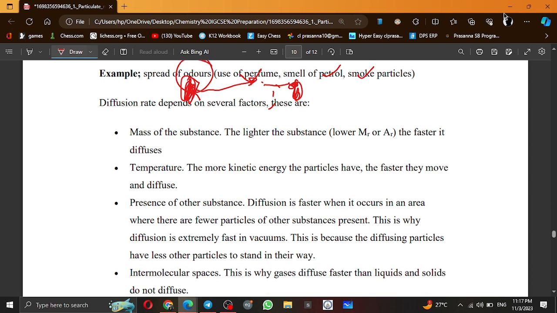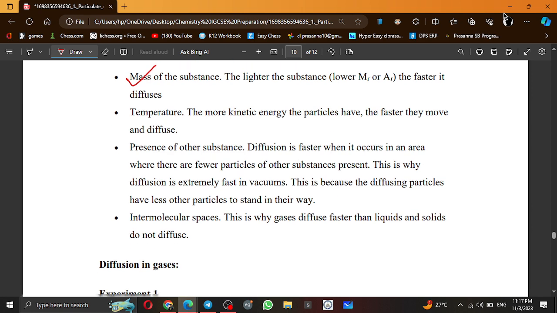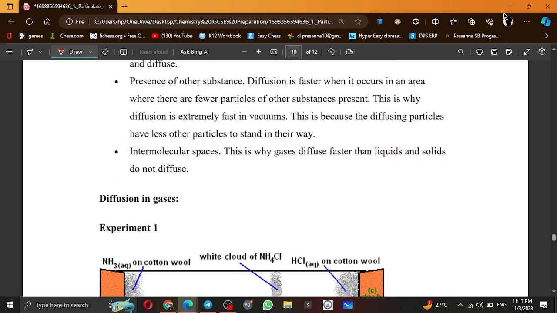And the diffusion rate depends on several factors. These factors include the mass. The heavier the mass, the slower it is. The lighter the mass, the faster it is. Temperature: the higher the temperature, the faster it diffuses. Presence of other substances: the fewer the particles there, the faster the diffusion. And intermolecular spaces: the more intermolecular space, the faster they diffuse. That's why gases diffuse faster than solids, and solids do not diffuse because they have very little intermolecular space.